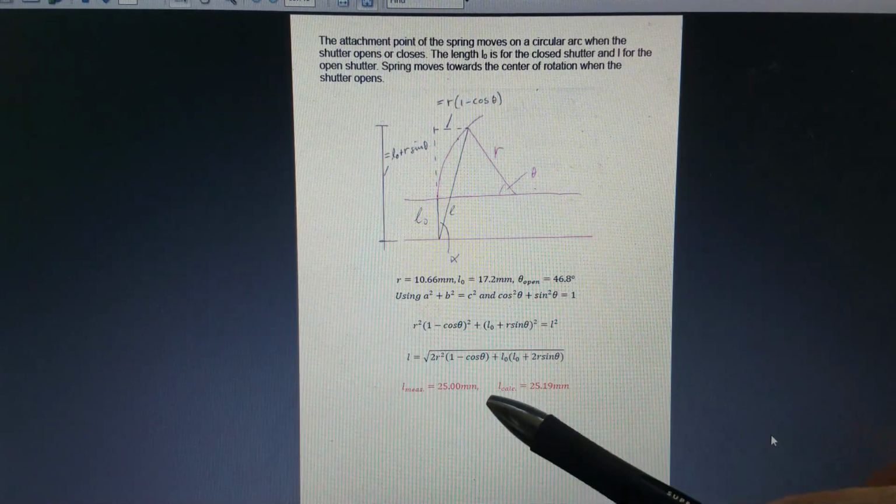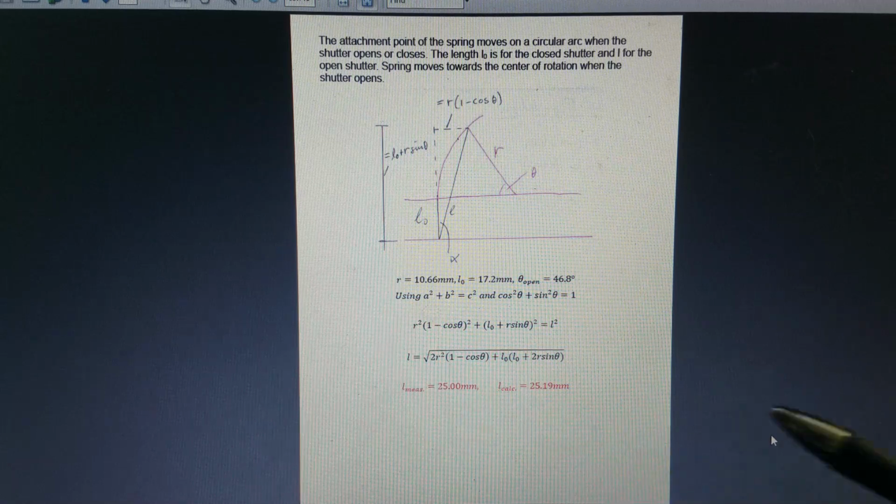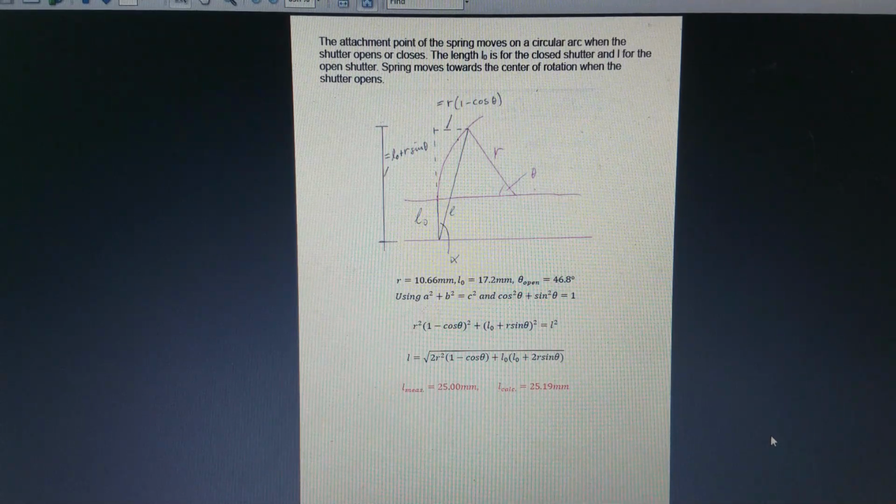I measure 25 millimeter and I calculate 25.19 millimeter for 46.8 degrees, which is when the shutter is fully open.